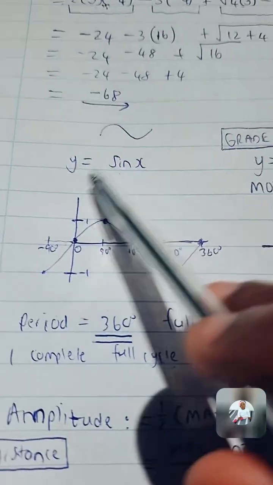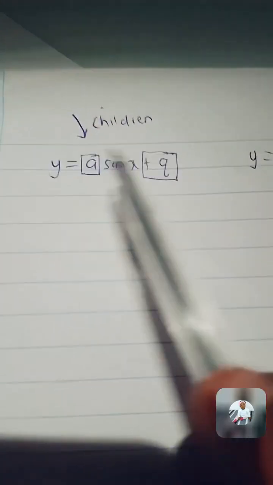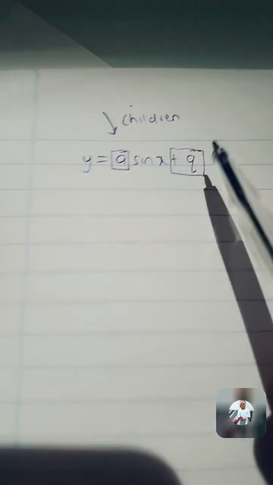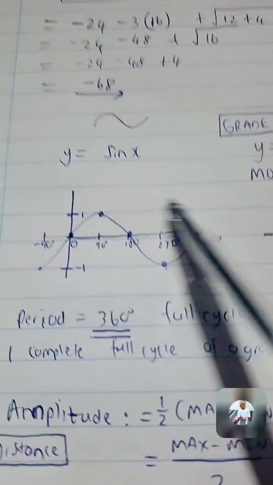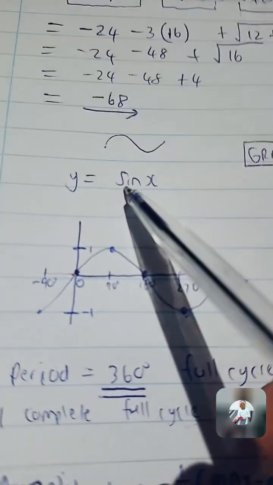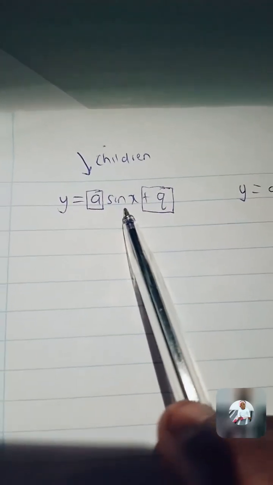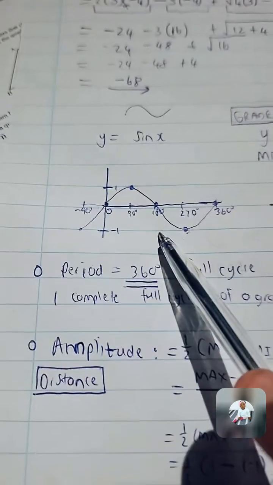So this is where all the children come in. The mother, y equals sin x, will give birth to the children. And they are not the same as the mother, but there are important things that we need to note about the mother so that we understand the children from the mother.